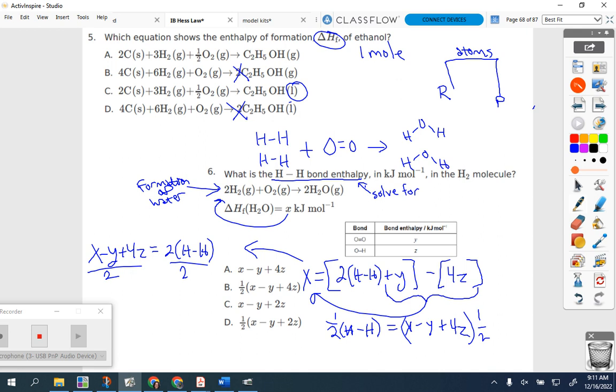So we just divide both sides by 2 and we end up with 1/2 of X minus Y plus 4Z. Okay? Yep. Nick, you good? Okay. All right, any other questions on this one?